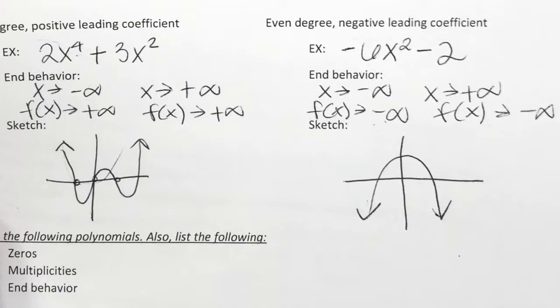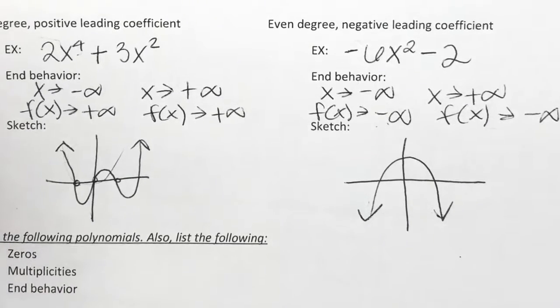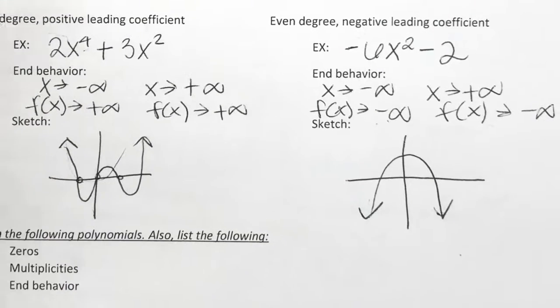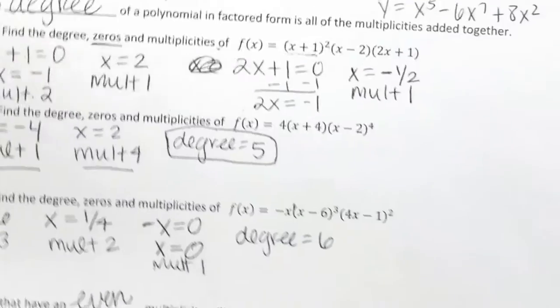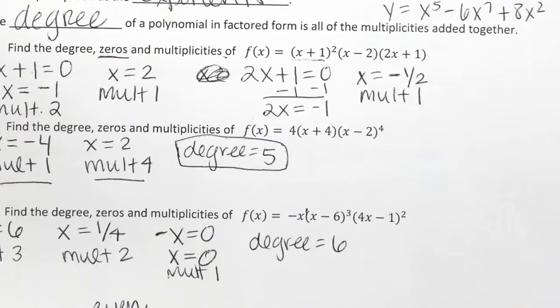Alright, I know that's a lot to take in, but we're going to put it to practice now. So let's go back to 1, 2, and 3 on the first page, and I want us to use what we've already found to describe the end behavior. Okay? So for this first one, is this an odd or even function?